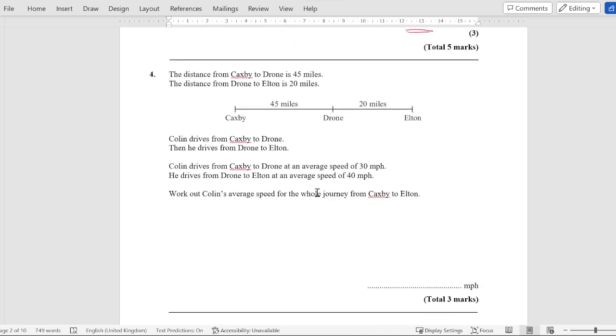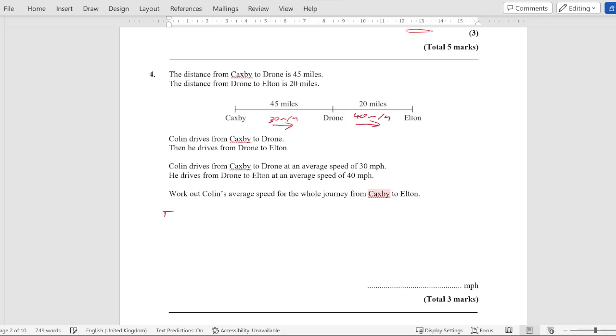Question 4. So if I just add a bit more information from the question, we're told that he drove, the speed on this part of the journey was 30 miles per hour, and the speed on this part of the journey was 40 miles per hour. So I did this as 2 separate parts.